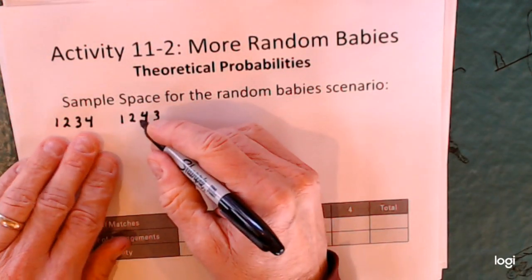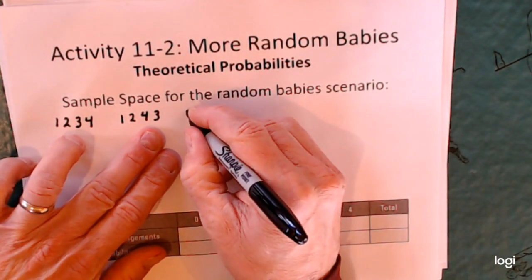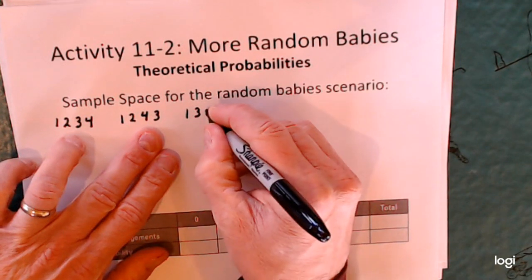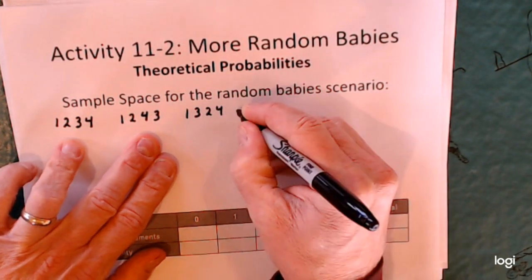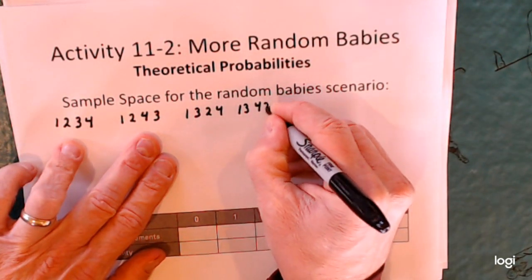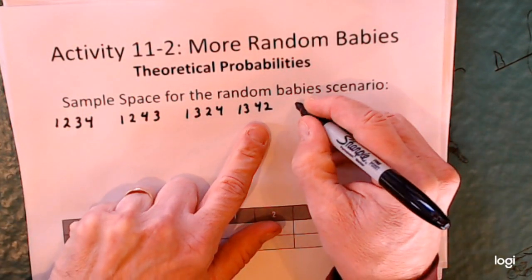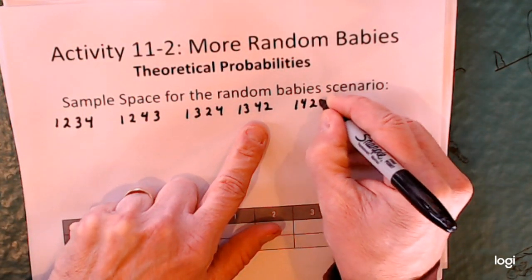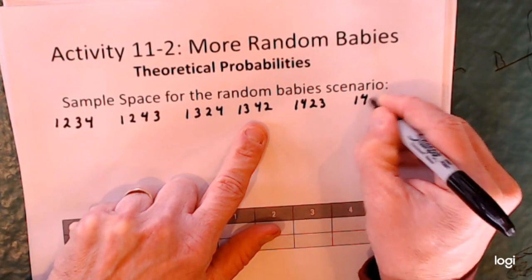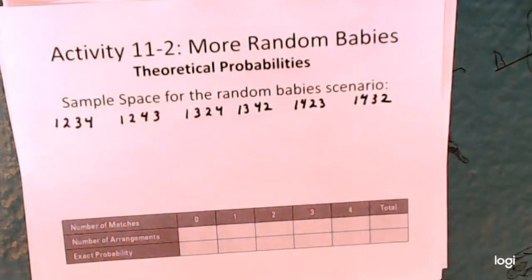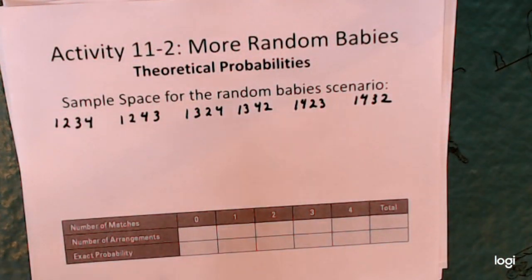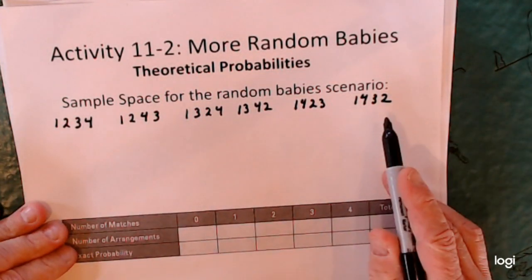So we have 1, 2, 3, 4, 1, 2, 4, 3. We could have 1, 3, 2, 4, or 1, 3, 4, 2. We could have 1, 4, 2, 3, or 1, 4, 3, 2. And I think that's all the ways you could do it where 1 comes first. There's 6 of them.